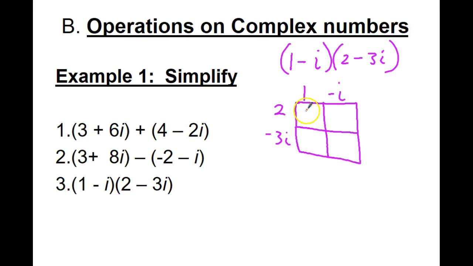What goes here? 2. How about here? Negative 2i. Here? Negative 3i. Negative 4. Wait, what? Yeah, because we're multiplying. So what's negative 3 times negative 1? 3. No, it's 3. I said what's i times i? i squared.